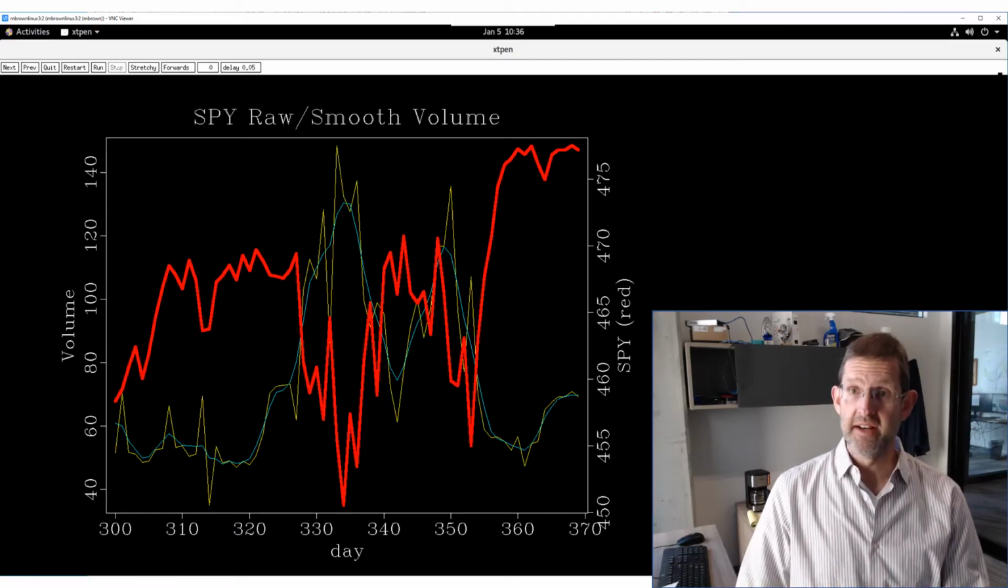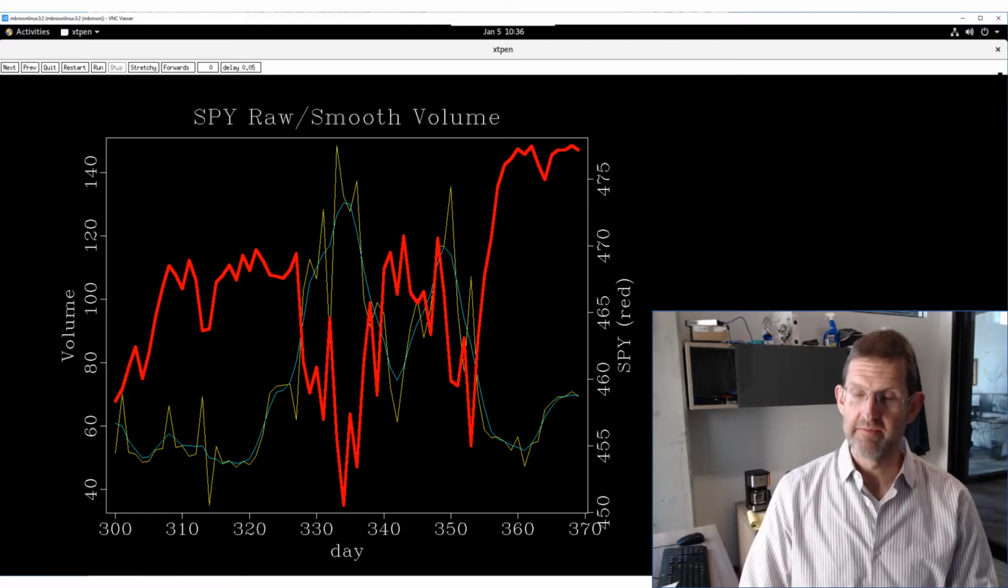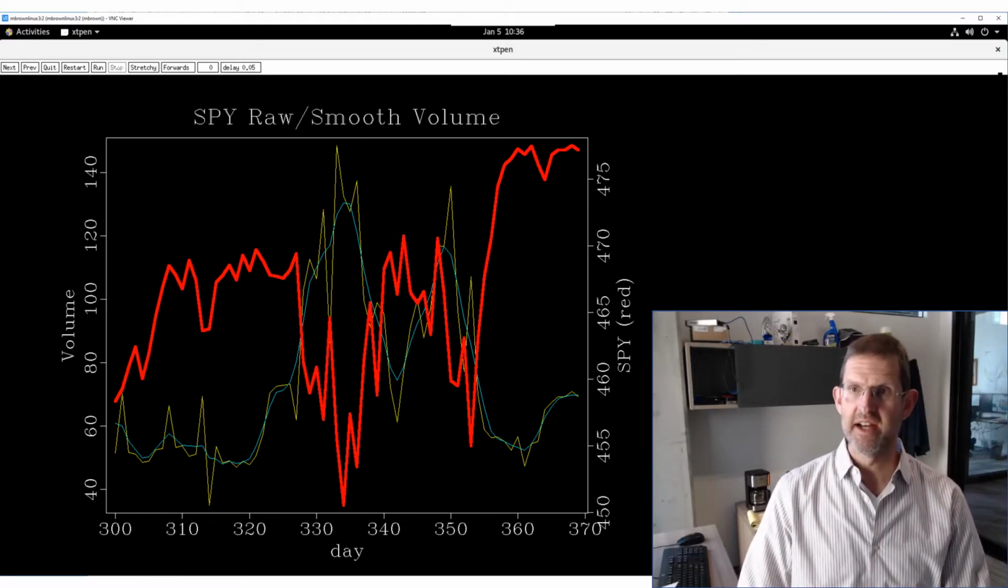So here's a plot over the last 70 days. The SPY stock price is in red, daily volume is yellow, and smooth daily volume is blue. So there were two major drawdowns in this period, and you can notice that the volume was elevated during those times.